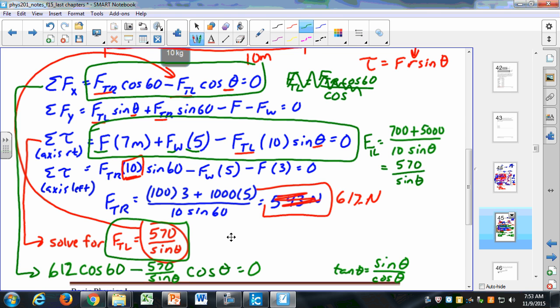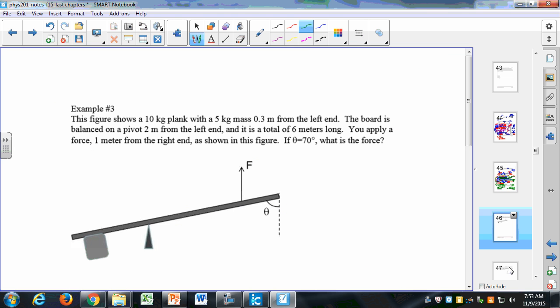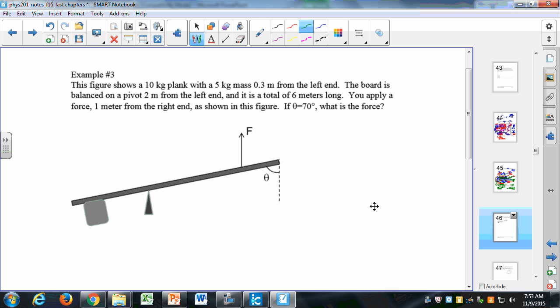Okay, let's do another one. You have one that's very similar to this in your take-home, but it's a little bit different. This next example is also similar to that unworked problem, hopefully, the second problem, I think. All right, so here I have a 10 kilogram plank. It has a 5 kilogram mass that's 0.3 meters from the left end.